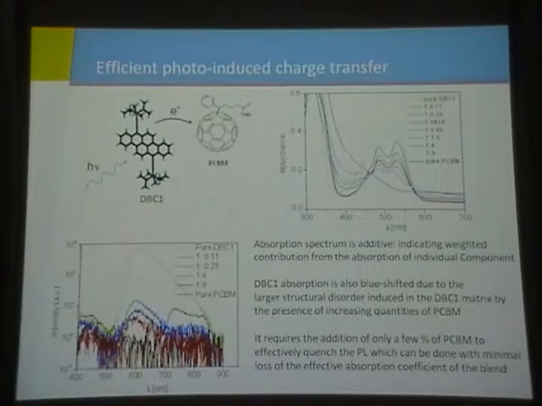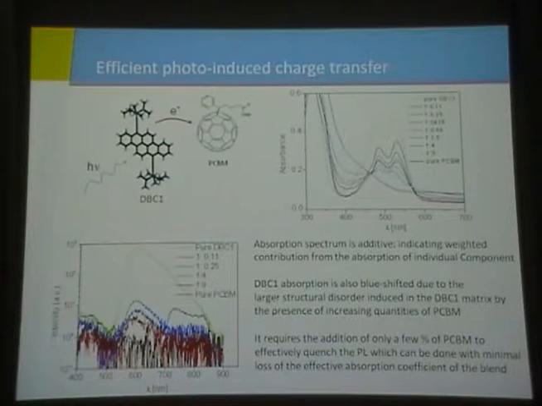So this shows very good photoinduced electron transfer, but also, since it requires only a few percent of PCBM, it effectively quenches the PL, which can be done with minimum loss of the absorption coefficient of the blend. So this is one of the big advantages of having such a material, that we don't need a very high concentration of PCBM in devices. So we have seen a pretty good band gap and good electron transfer.